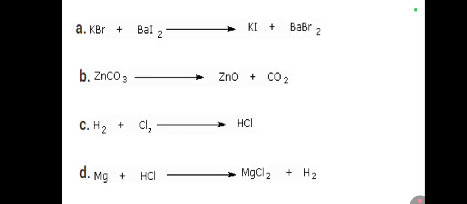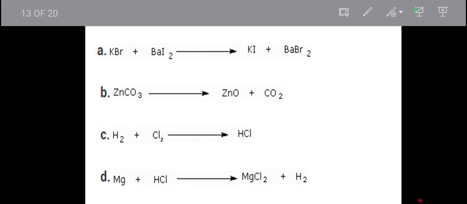So I have some chemical equations for you. I will do 2 chemical equations for you and make it clear. After that, you have to work out these 2 equations and tell me in the comment box whether you are getting the answer or not. So the first equation: KBr plus BaI2 gives KI plus BaBr2.